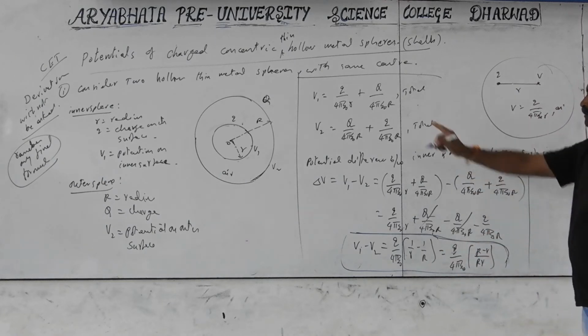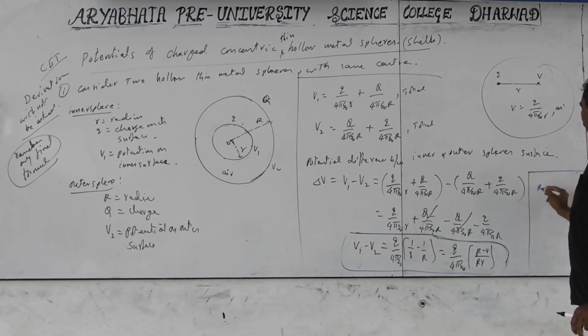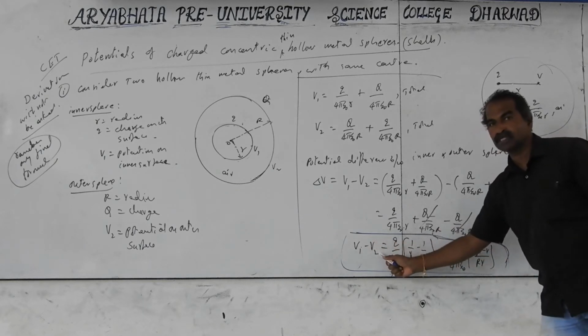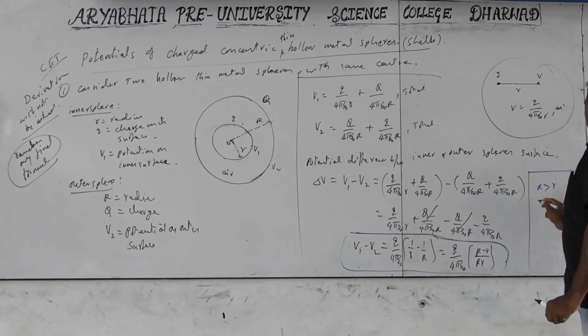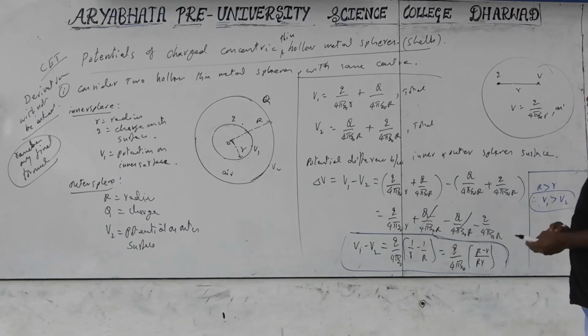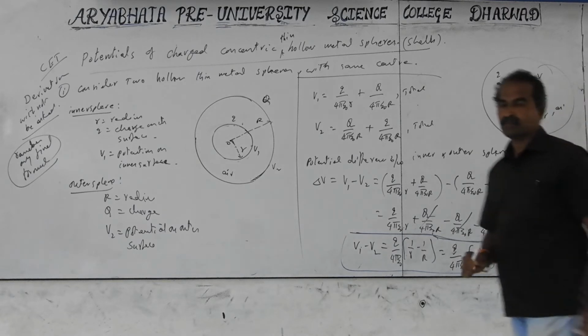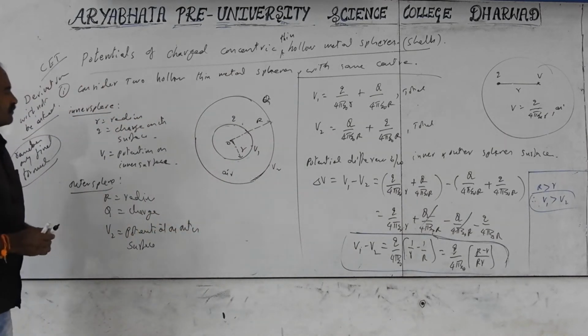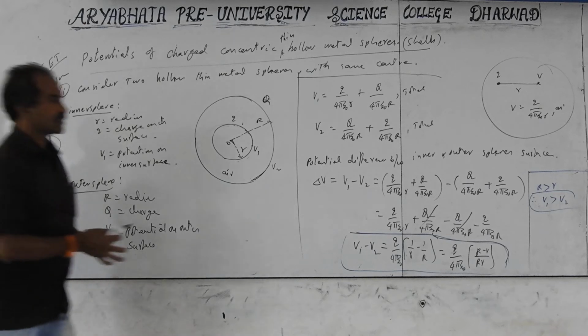Here we already know that capital R is greater than small r. So capital R minus small r is positive, and the numerator is positive. Positive means V1 is greater than V2. Therefore V1 is greater than V2. The inner surface is always at a higher potential than the outer surface. That point is important. And what happens if I connect the two spheres with a connecting wire? That point I will discuss now.